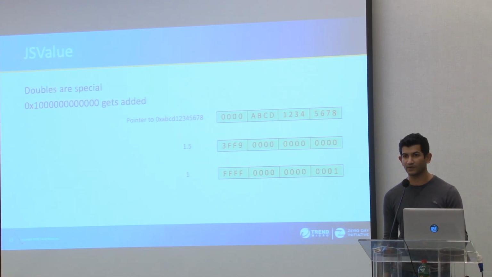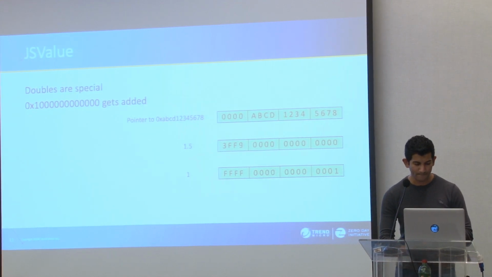So 1.5 is actually represented by 3FF8 and then a bunch of nulls, but because it's a double, because this is a tagged form, it's actually being represented as 3FF9.